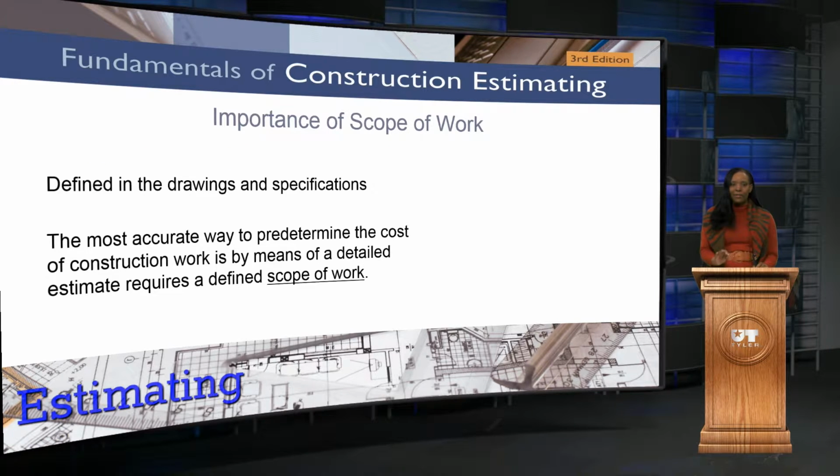Now, the one thing that we will say is that there's a huge importance of scope of work. For the most part, if you do not have a scope of work, then you really don't know what all of the details will be to get that job completed. So when you know that you have a scope of work, it is going to include the drawings and also the specifications that are going to be in your project manual that goes along with your contract. And this is a really good saying: the most accurate way to predetermine the cost of construction work is by means of a detailed estimate, which would require a scope of work.